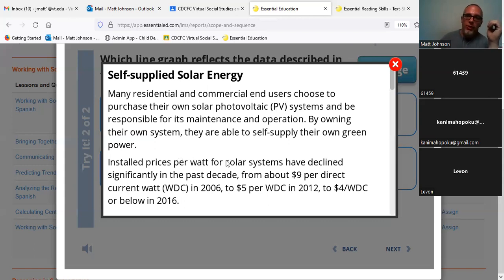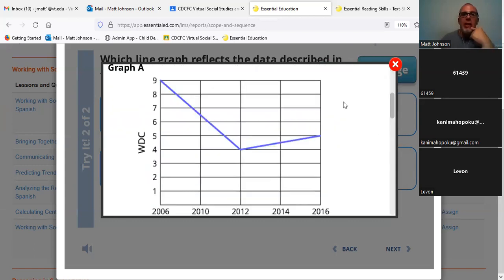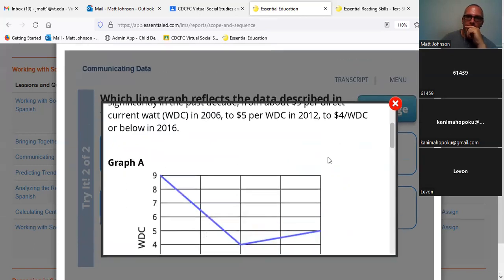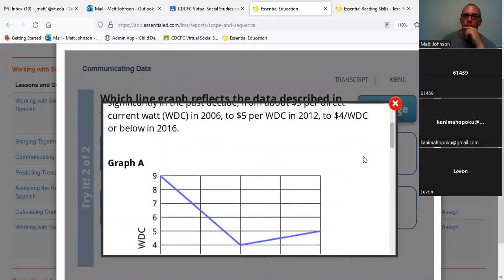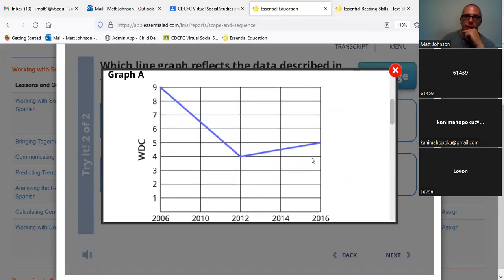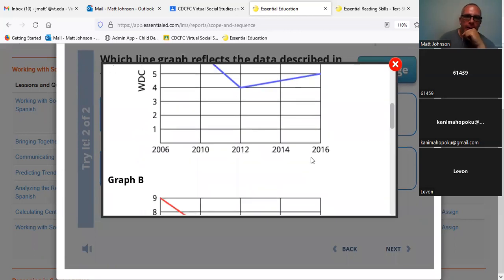So when we look through our graphs, graph A, right? Okay, well, we see $9 up here. We see it get down to $4 in 2012. But wait, wasn't it $5 in 2012 and $4 in 2016? So it started to go back up to $5. That doesn't track with our information, right? In 2016, it should be down to $4 or less. So graph A doesn't sound like what our choice is going to be here.